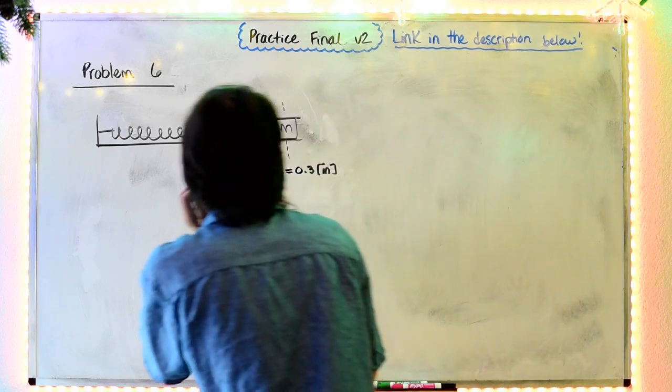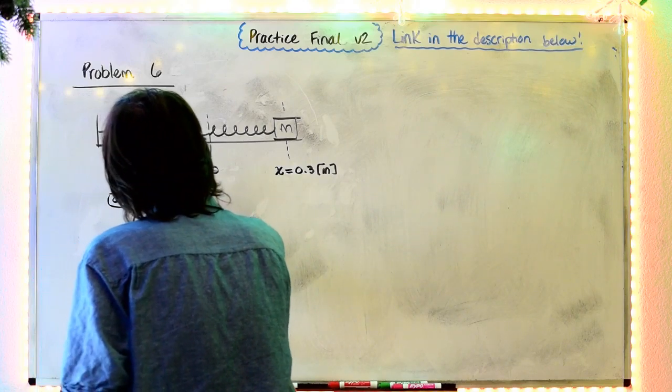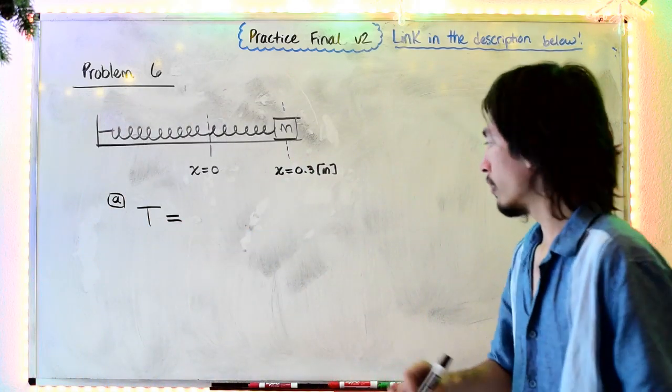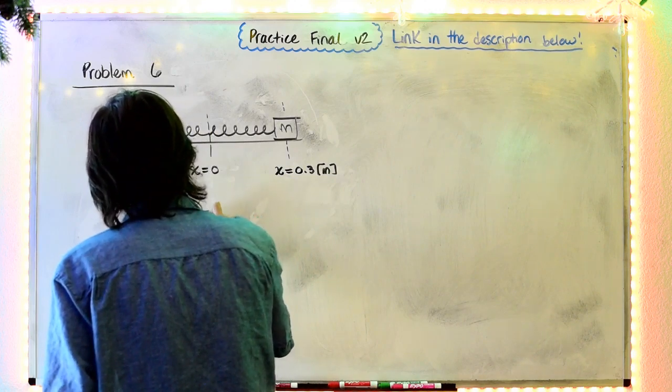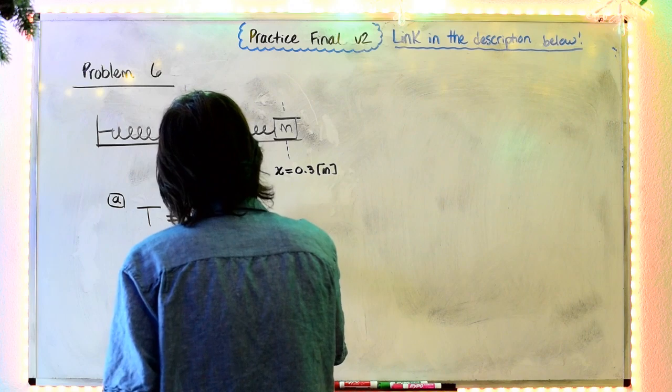So first thing is the period, capital T, is 2 pi square root of m over the spring constant.